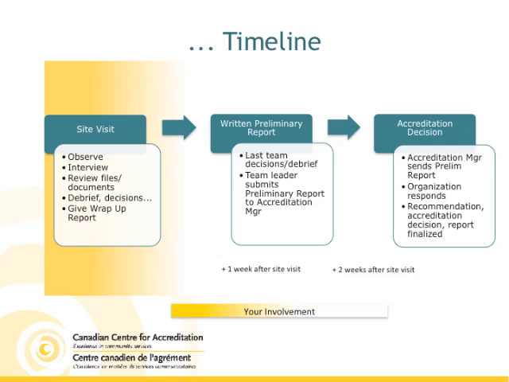By the end of the site visit, you can see your level of involvement tapering off. Last team decisions are made, and the team leader submits a preliminary report to the CCA Accreditation Manager. The CCA Accreditation Manager takes over from there, finalizing the preliminary report, which is sent to the organization 2 weeks after the site visit.